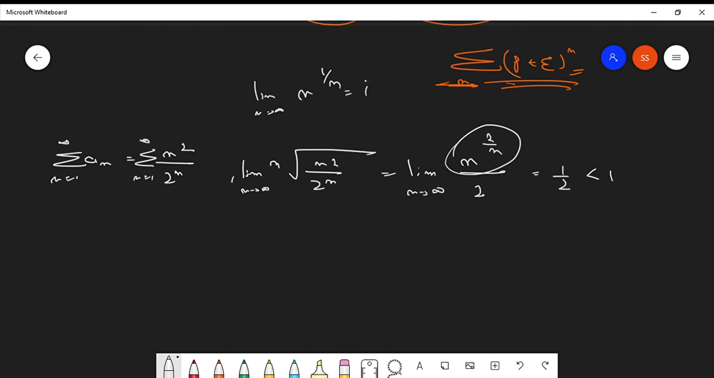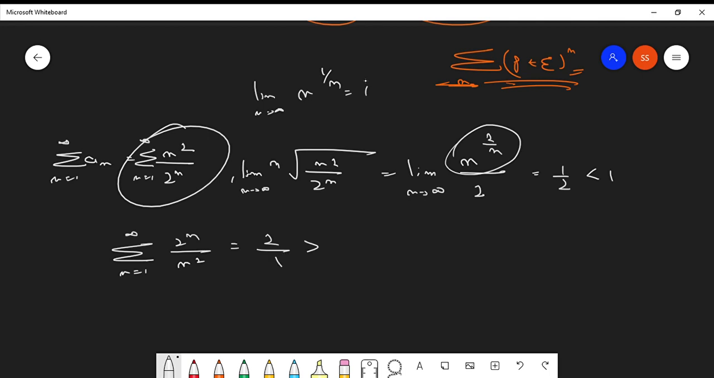So this series will converge. If we find the reciprocal of this particular series, that is, the series n equals 1 to infinity of 2 to the power n over n square, then the limit would have been 2 by 1, which is greater than 1, and so this will diverge.